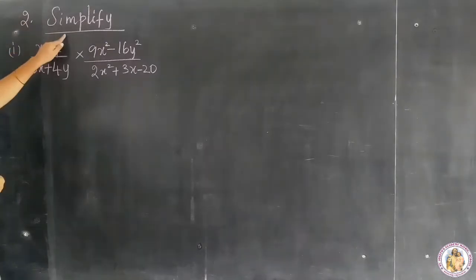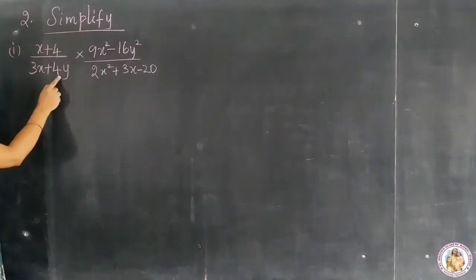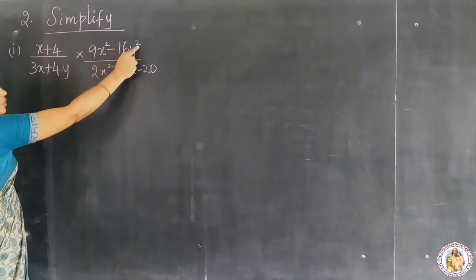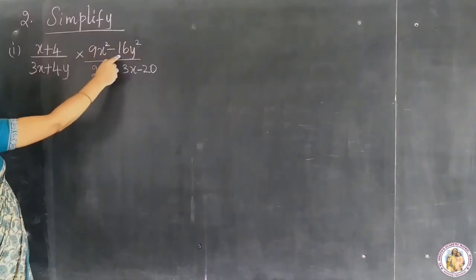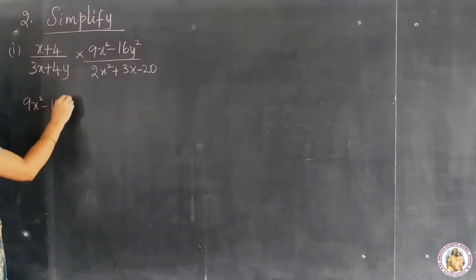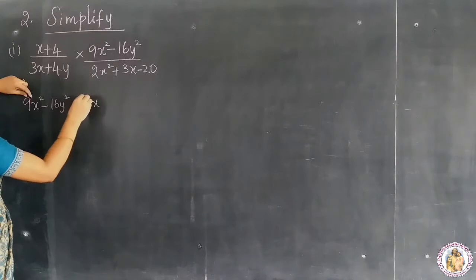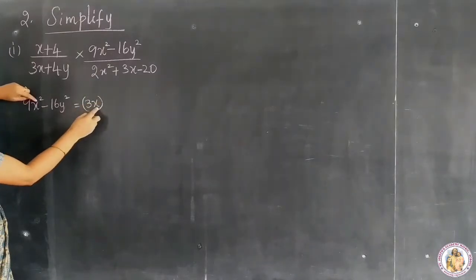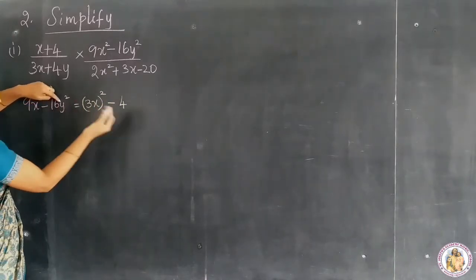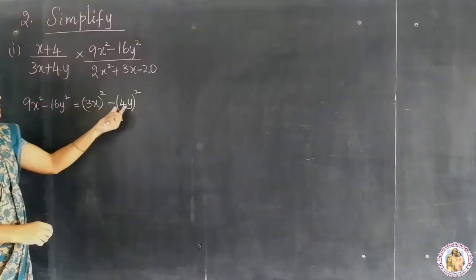Question number 2, simplify. Here x plus 4 is already in simplified form, and 3x plus 4y is also in simplified form. Here 9x square minus 16y square. So 9 is a square and 16 is a square. Taking 9x square minus 16y square, simplify as squares. So 3 into 3, 9, and x into x, x square. So 3x square minus 4 into 4, 16, and y into y, y square. So it is a square minus b square.